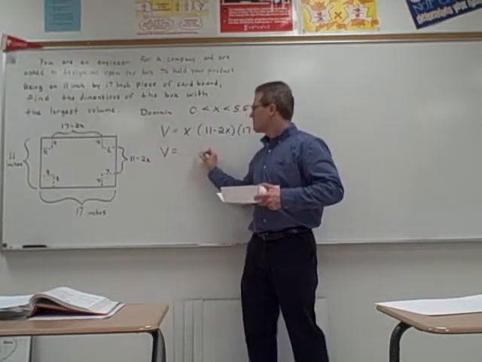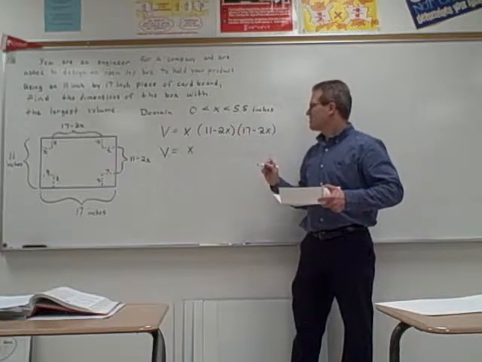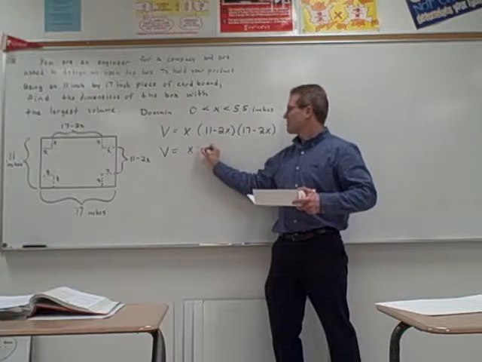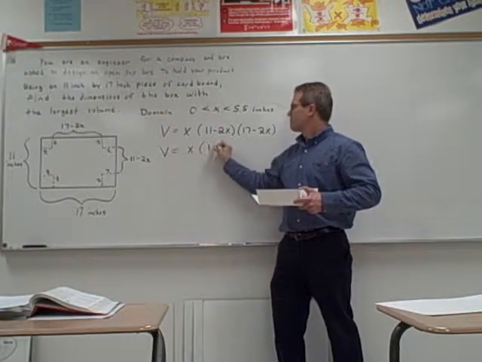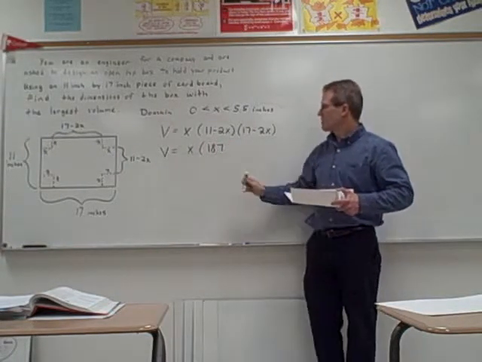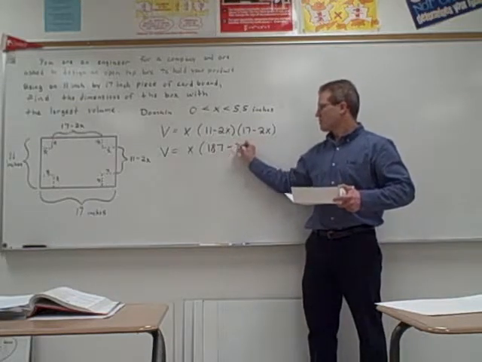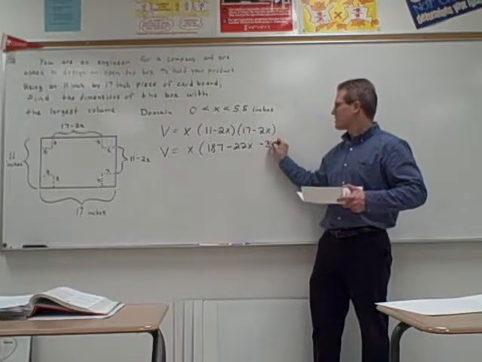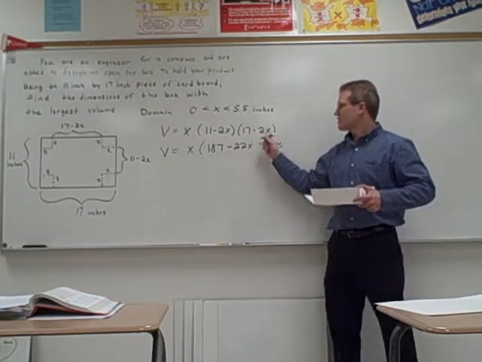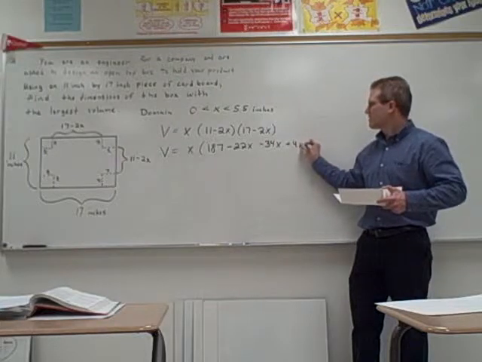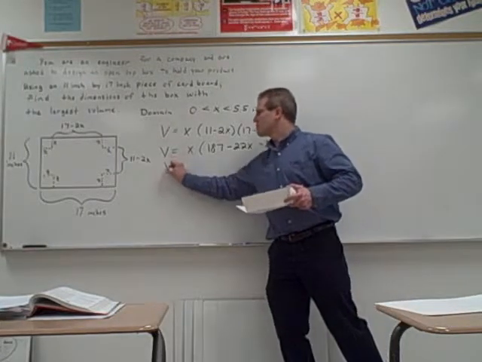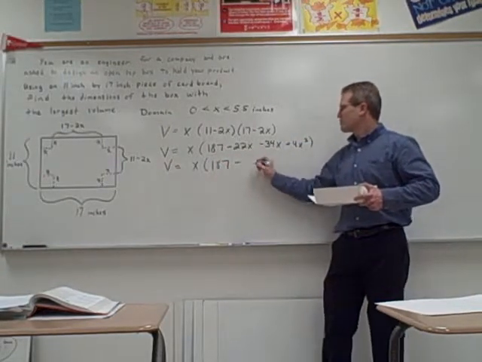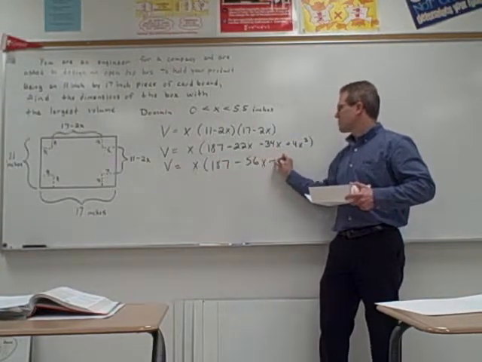And let's go ahead and FOIL out. 11 times 17, anyone know what that is? 187, I think. Double check my math for me. 11 times negative 2x is minus 22x. 2x times 17 is minus 34x. Negative 2x times negative 2x is plus 4x squared. Combine the middle terms. Minus 22 and minus 34 is minus 56x.